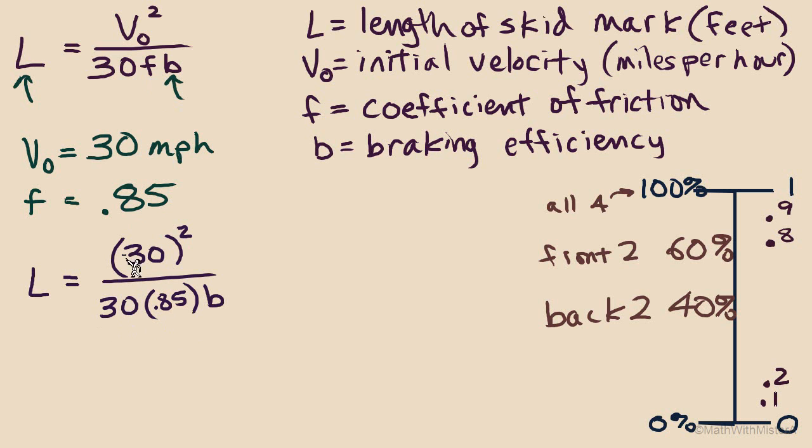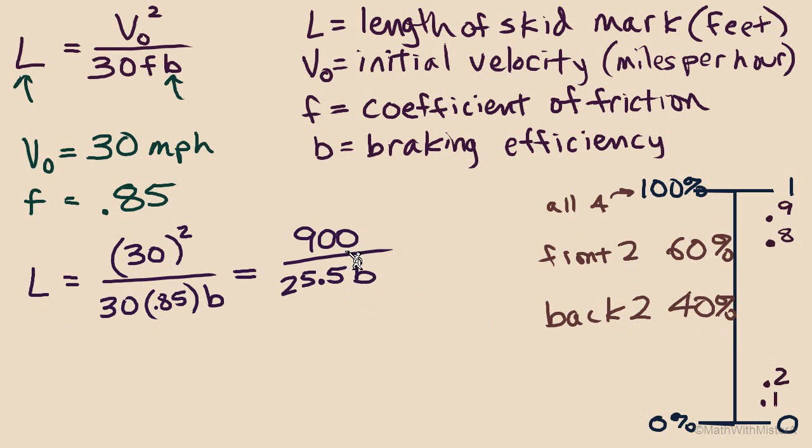We can do the exponent in the numerator, and we can multiply these two numbers in the denominator just to clean this formula up a little bit. 900 over 25.5b. And now we can use this simplified formula to look at the relationship between braking efficiency and length of the skid mark. We'll choose a few different values for braking efficiency. We'll choose 0.6, 0.4, and for each one we'll evaluate and find the value of L.